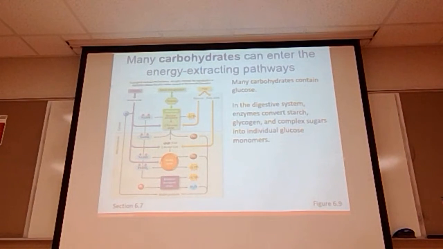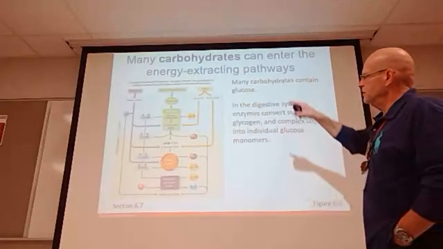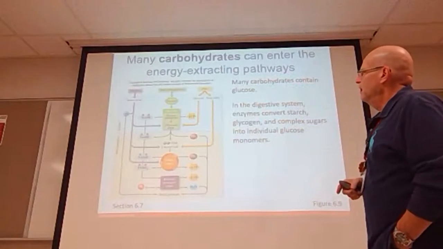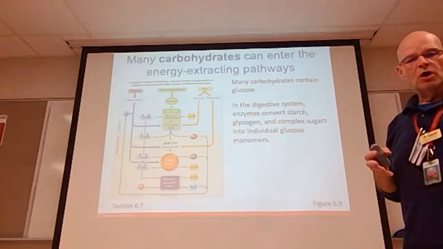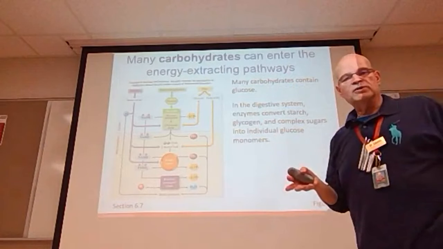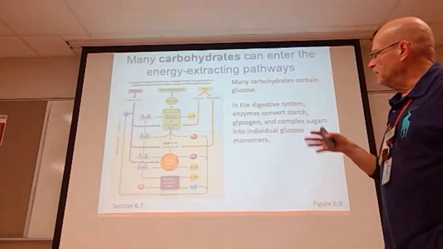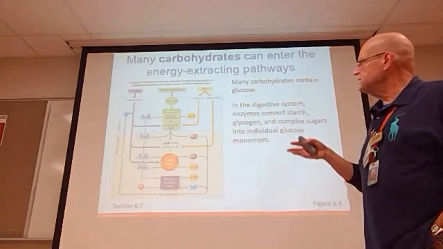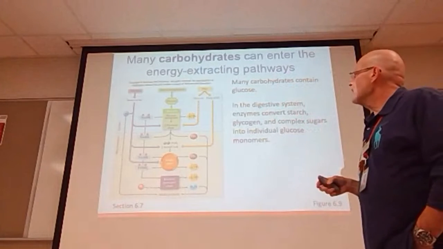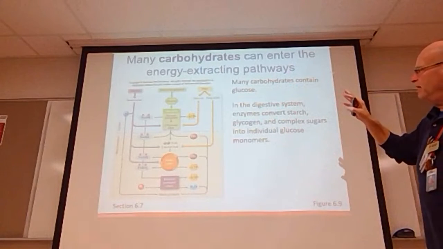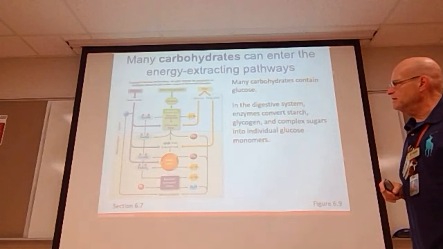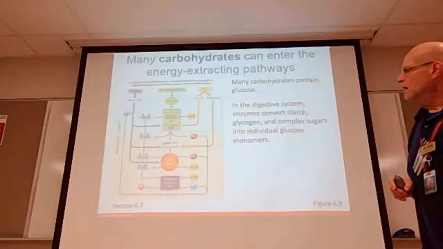Carbohydrates enter the energy pathways the same way, some of them. You'll notice the green running down the middle. We start with starch and glycogen. Those things are broken down to glucose and glucose-like things, and then the glucose goes through glycolysis, et cetera, et cetera. Fats and proteins go through things a little bit differently.